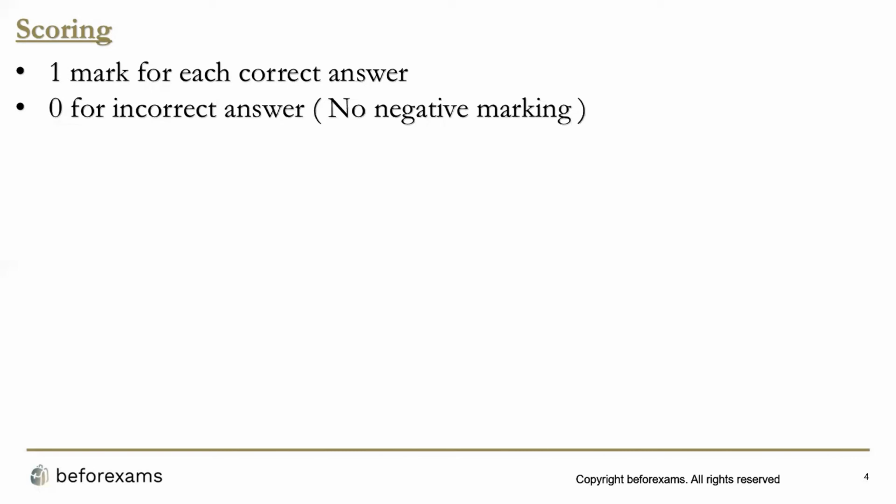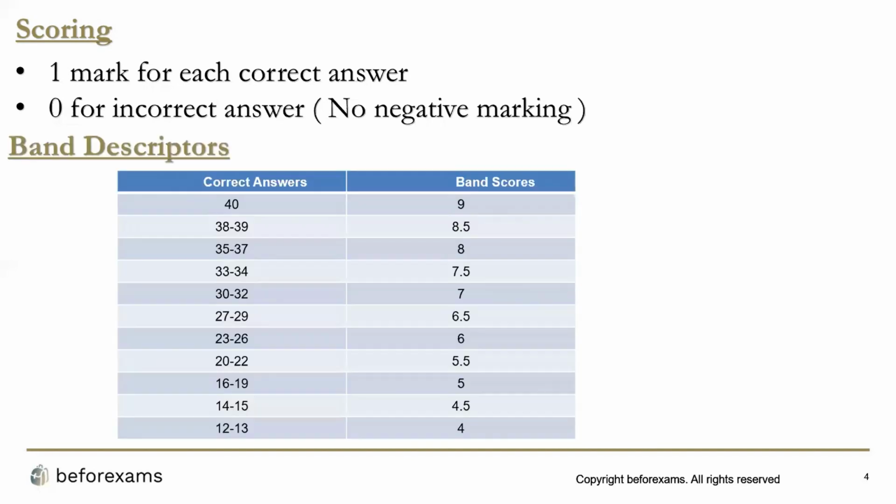Now let's talk about the band descriptors of the IELTS reading exam. This is the table for band descriptors. If you get 40 correct answers, you get band 9. If you get 38 or 39 correct answers, you get 8.5 band. 35 to 37 will fetch you 8 band. 33 to 34 will lead to 7.5 band. 30 to 32 will give you 7 bands, and so on. So you can look at what your target is and work according to that.